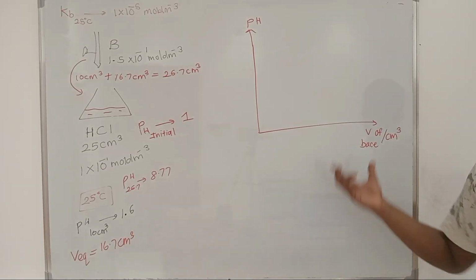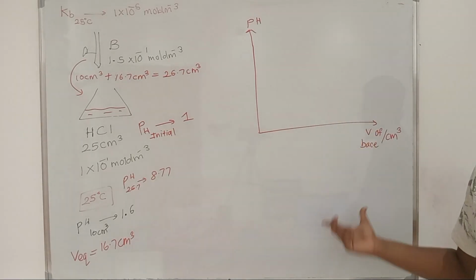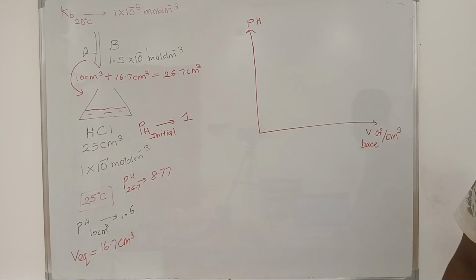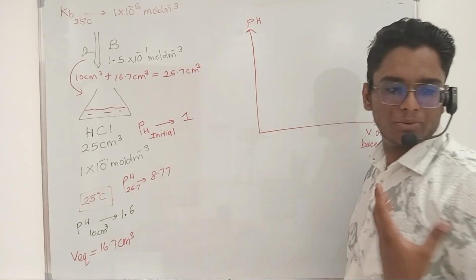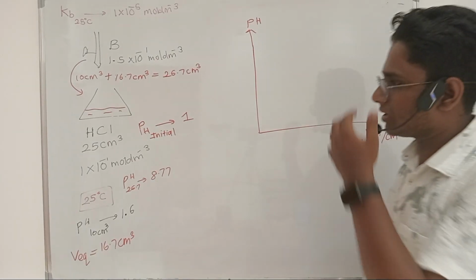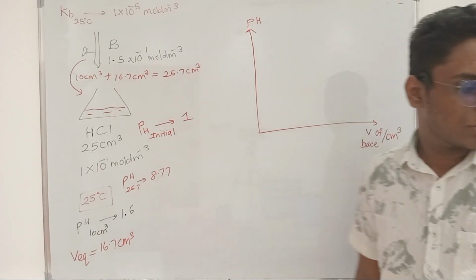Label the axes, indicating pH on the y-axis and the volume of the weak base on the x-axis. Mark the equivalence point approximately, right? Calculation of pH at the equivalence point is not expected, right? So that is not expected.